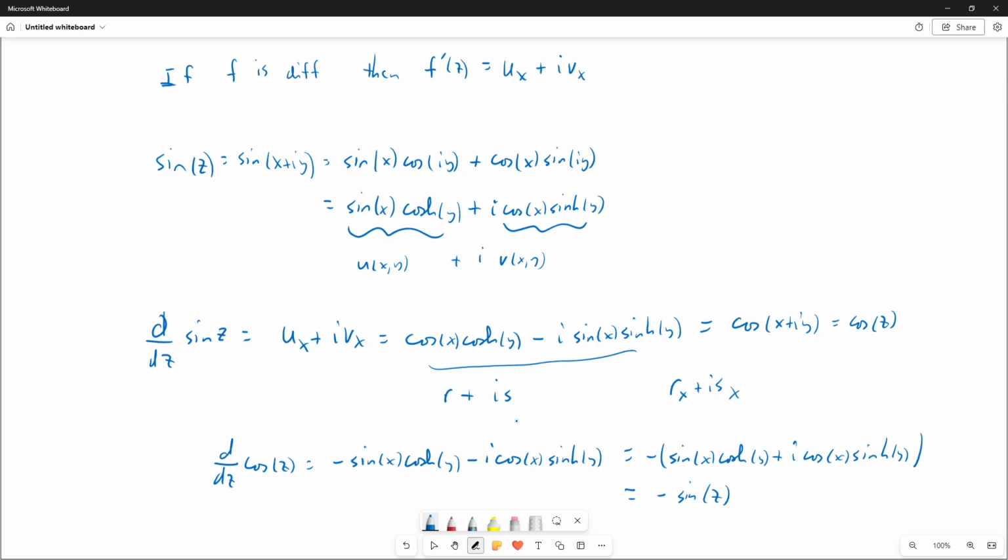They match perfectly. So we have shown that if the sine and cosine are differentiable, then using the theorem that says the derivative with respect to z of a complex valued function is simply the partial derivative of the real part plus i times the partial derivative of the imaginary part, where both partial derivatives are with respect to the first variable x, we see that the derivative of sine is cosine, and the derivative of cosine is negative sine.